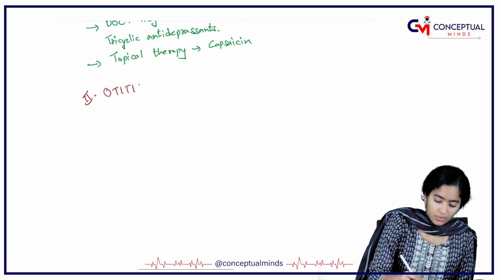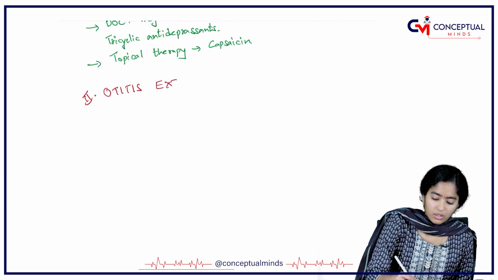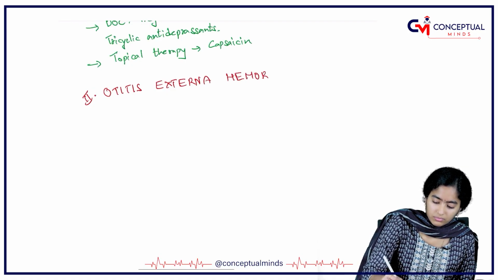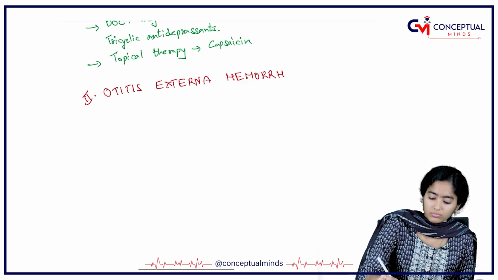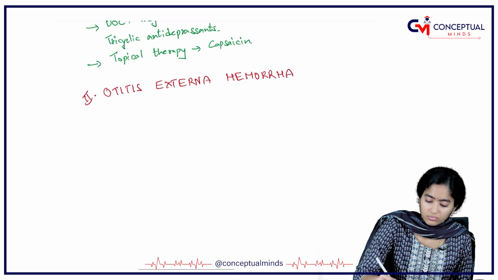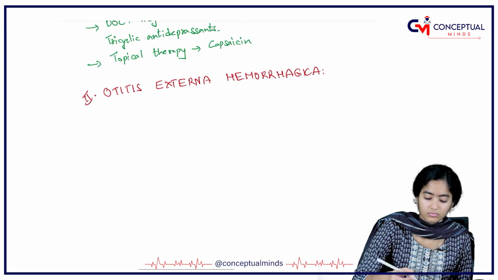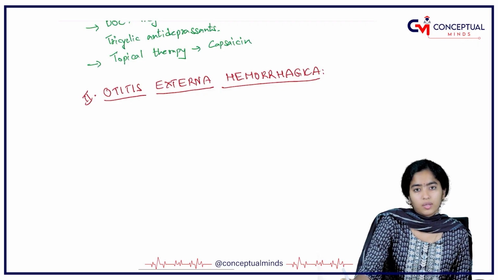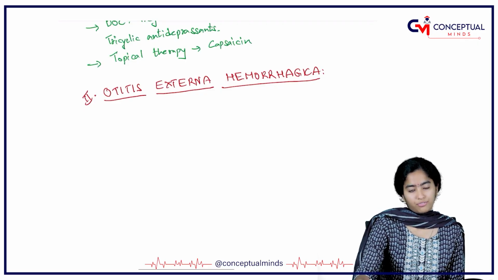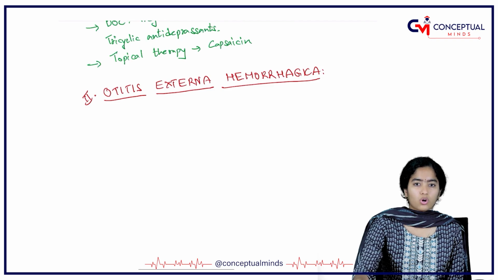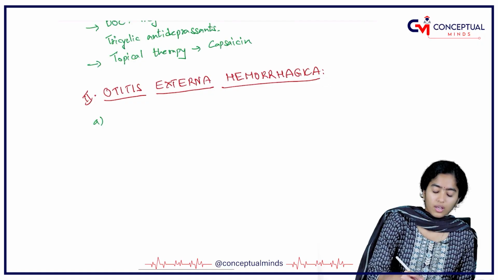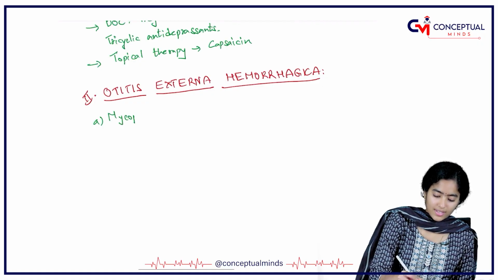And now let us move on to the next condition caused by virus, and that is Otitis Externa hemorrhagica. Otitis externa hemorrhagica is a viral infection, but sometimes it is also caused by Mycoplasma pneumoniae and Haemophilus influenzae.